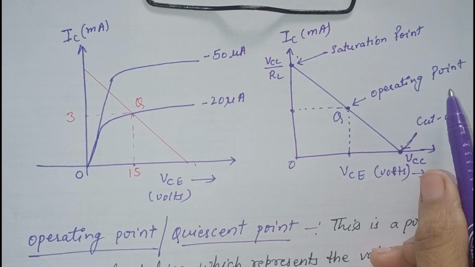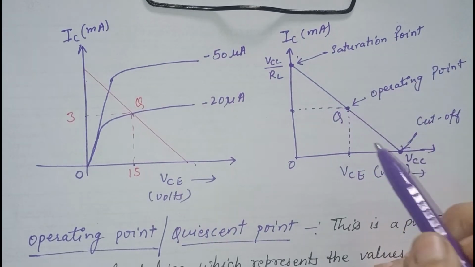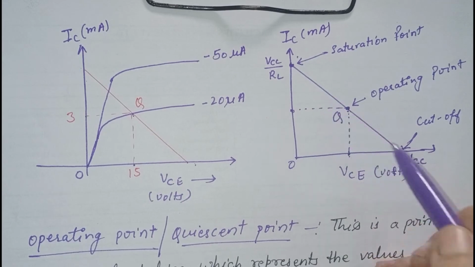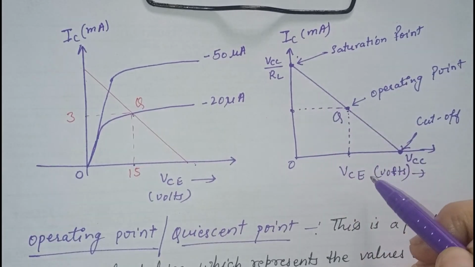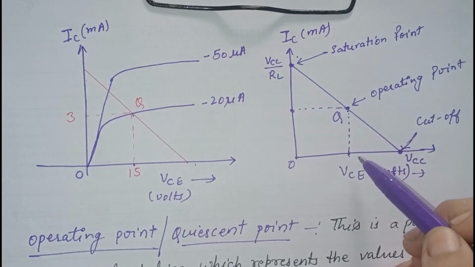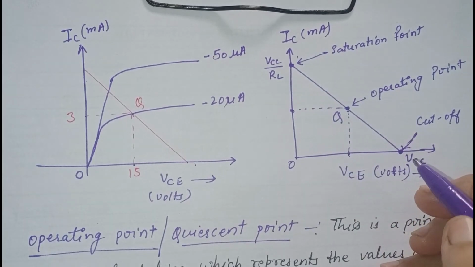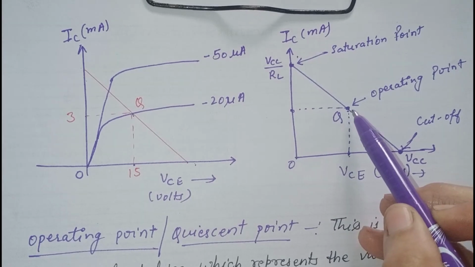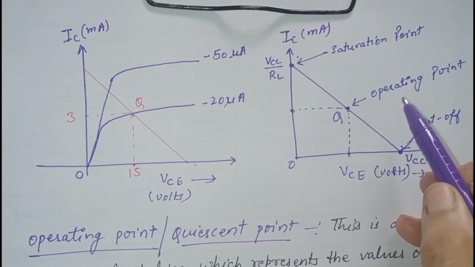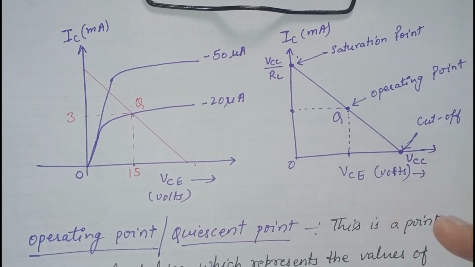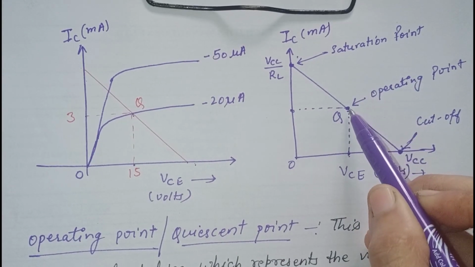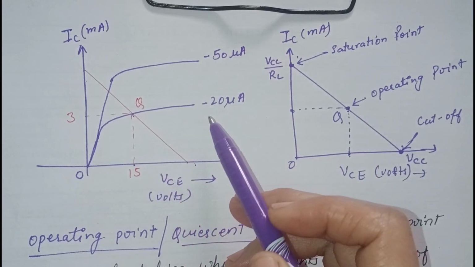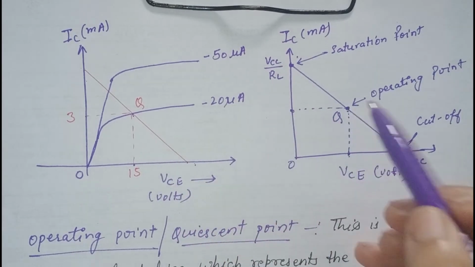Now we will discuss the operating point of a transistor. The operating point of a transistor is a point on the DC load line which represents the output current and output voltage, meaning IC and VCE, when no signal is applied to the transistor. This operating point is also known as the quiescent point or the working point. This point is the intersection of the output characteristic curve and the DC load line.